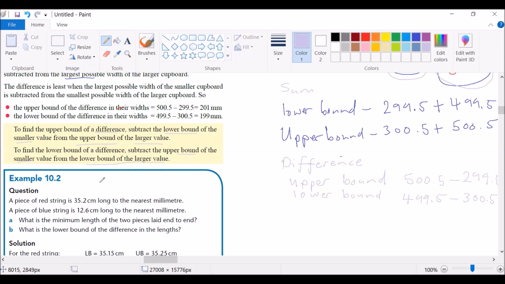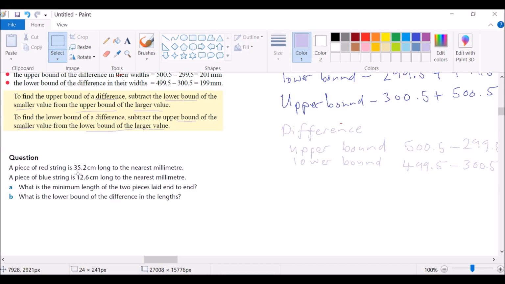A piece of red string is 35.2 centimeters long to the nearest millimeter. A piece of blue string is 12.6 centimeters long to the nearest millimeter. So we have to convert this to millimeters. To convert from centimeters to millimeters, we multiply by 10. So this is 352 millimeters, and this is 126 millimeters. What is the minimum length of the two pieces laid end to end?